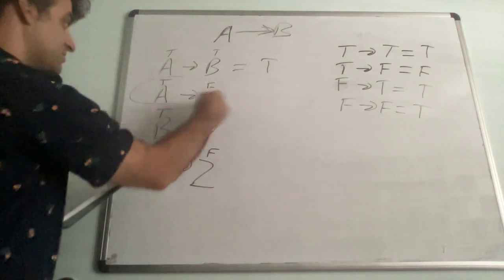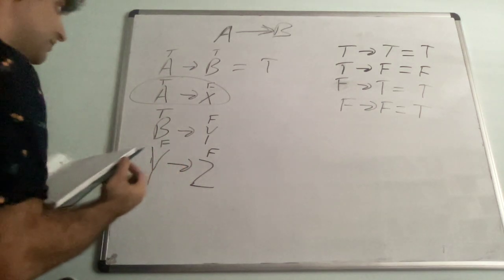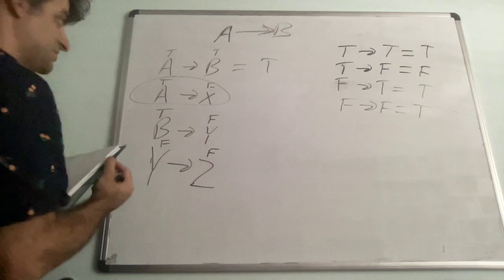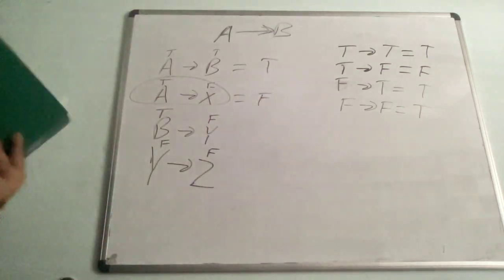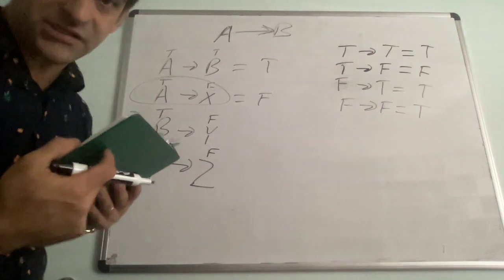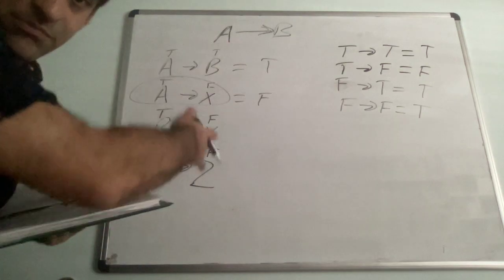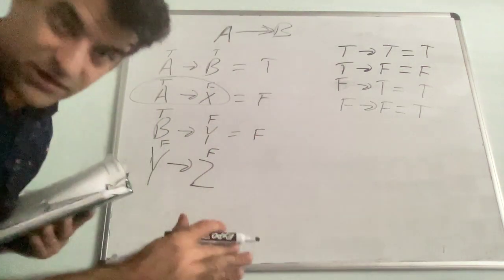This is false. This is true arrow false. Right? You say if Ann is here, then Xerxes is here. You go in, Ann's here, but Xerxes is not. That's a false statement. Someone tells you, you go in, you see Ann, but not Xerxes. They've made a wrong statement. Same with B arrow Y. It's true arrow false, which is false. Y arrow Z is false arrow false.